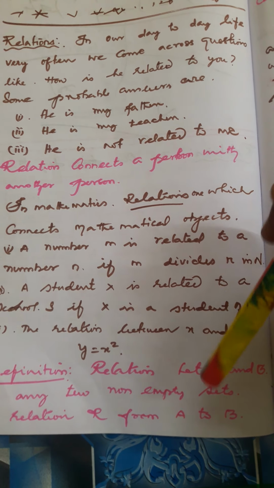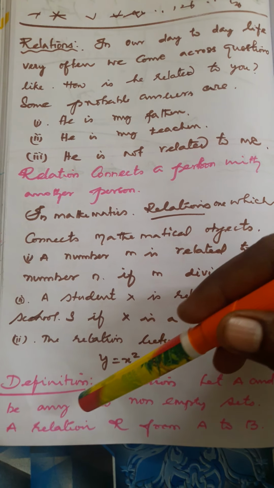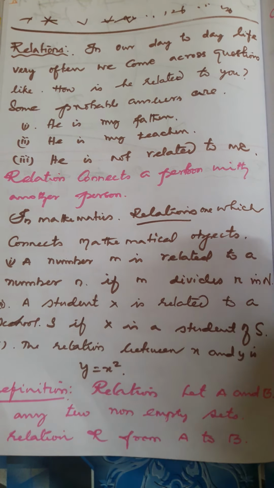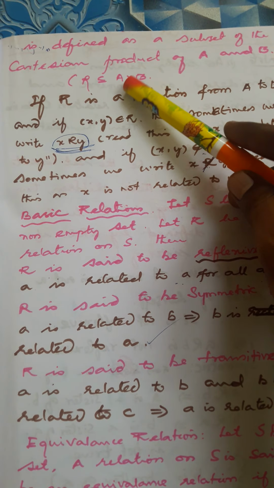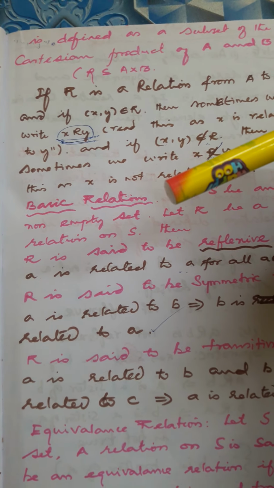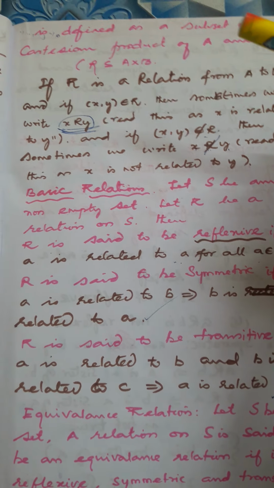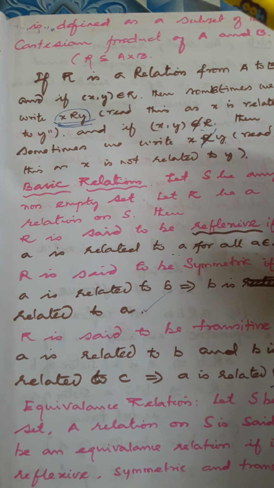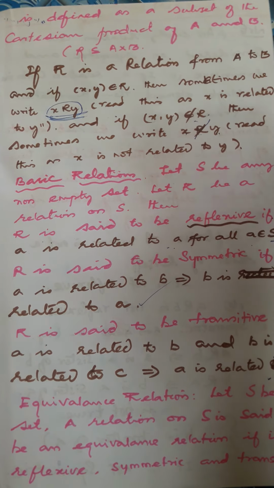Relation, the definition. Let A and B be any two non-empty sets. A relation R from A to B, this is read as R from A to B, is defined as a subset of the Cartesian product of A and B. So first of all, you should know what is Cartesian product, right? I think you are all familiar with Cartesian product. So if you have any set, you can find out the Cartesian product. So relation fully depends on your Cartesian product. So any set is given, you have to first find the Cartesian product.